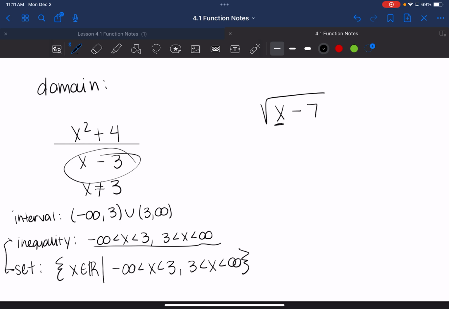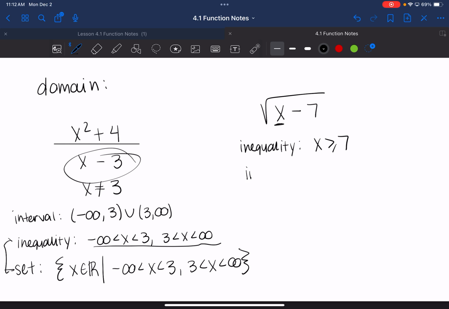8, okay? If I plug in 7, I would get 0, which is still not technically negative, right? But what if I did 6.9? Is that going to work? No. So it literally has to be 7 or anything bigger if I want it to be positive, right? So I would say for inequality notation that I want it to be 7 or bigger, so it's x greater than or equal to 7.